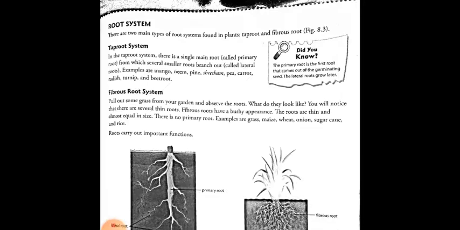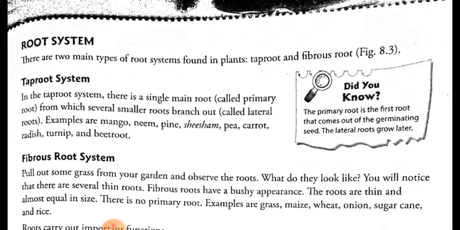In the root system we saw that there were two main types of roots: taproot and fibrous root. What is a taproot? In the taproot system there is a main single root from which several small branches come out. The main root is also called the primary root, whereas the roots which come out of the primary root are called lateral roots. Examples of taproot system are mango, neem, shisham, pea and carrot.